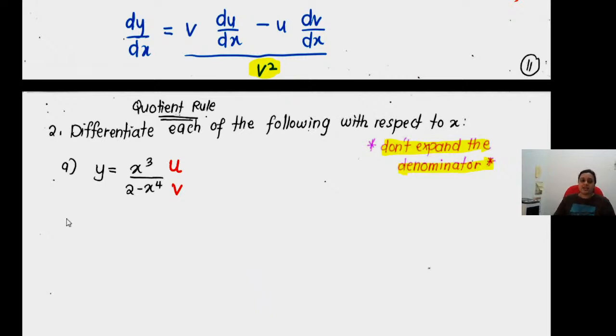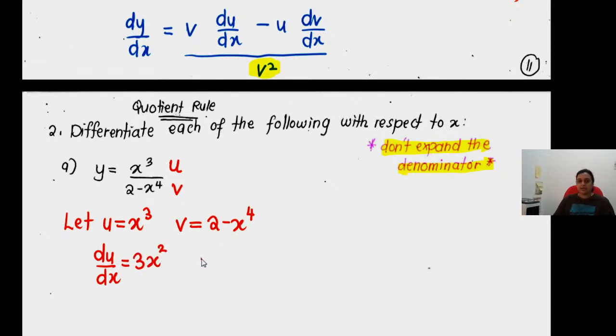Okay. So now let me write down first. Let u be x cubed and v be 2 minus x to the power of 4. Okay, from here du/dx, we will get 3x squared. dv/dx, you will get negative 4x to the power of 3.